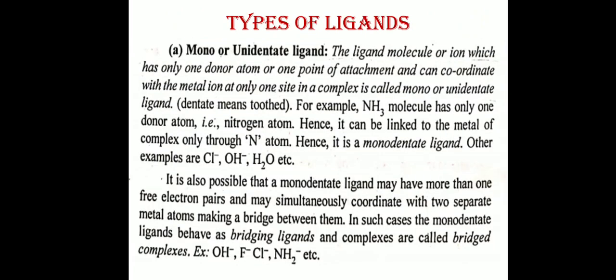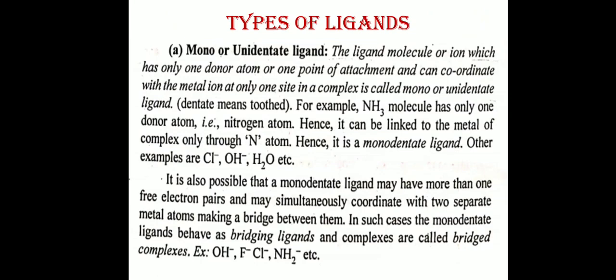Now, types of ligands. Ligands are of different types. First is the mono or unidentate ligand. What do you mean by a monodentate ligand? The ligand or ion which has only one donor atom, or one point of attachment, and can coordinate with the metal ion at only one site in a complex is called a mono or unidentate ligand.